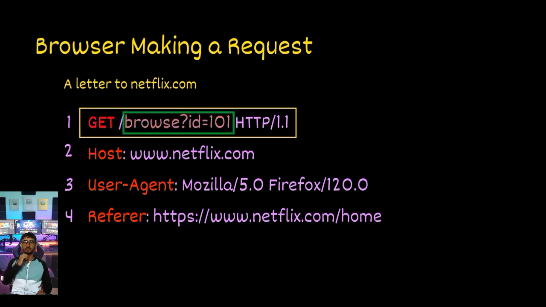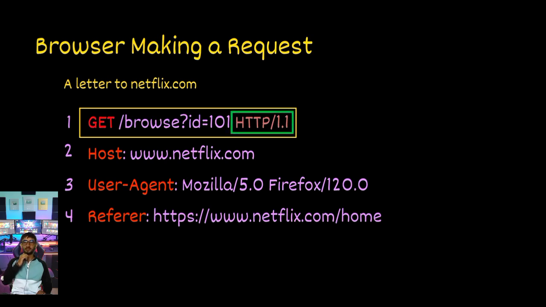The method is followed by the URL or path of the resource being requested. In this case, it's requesting the movie located on the browse page with the ID 101. And finally, the last part of this line gives the protocol version. The protocol is HTTP. It's the language that your browser and the web server use to communicate. And the version number, here 1.1, tells the server which edition of that language the browser is speaking.